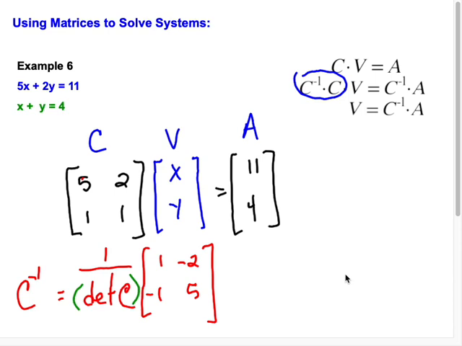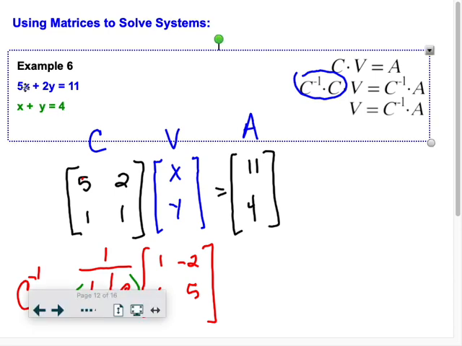This is example 6. What we're going to do is solve this system of equations using matrices and the inverse matrix, right? So the first thing we want to do is take the system that we were given and break it into a matrix equation, where we take the coefficients of the variables in the equation and set up a 2 by 2 matrix.